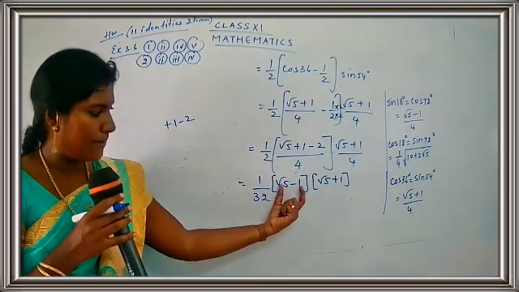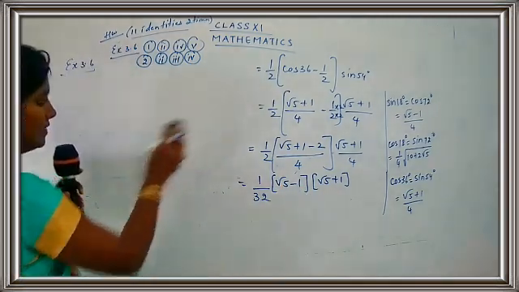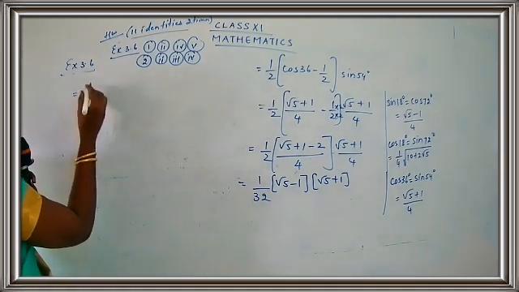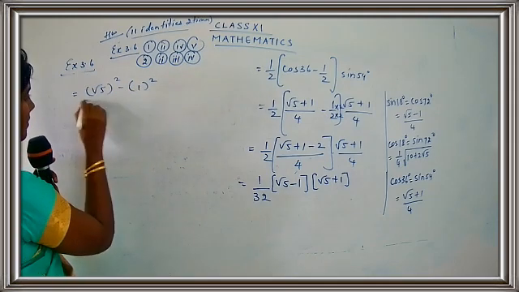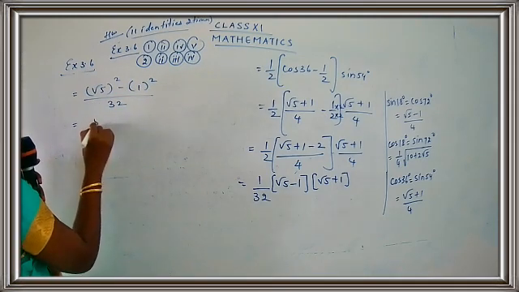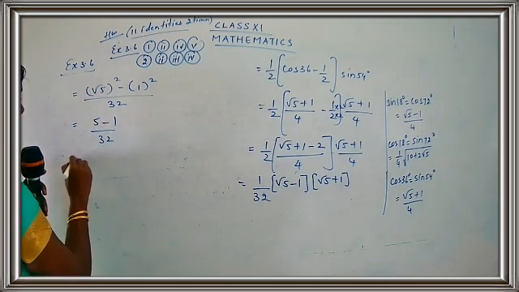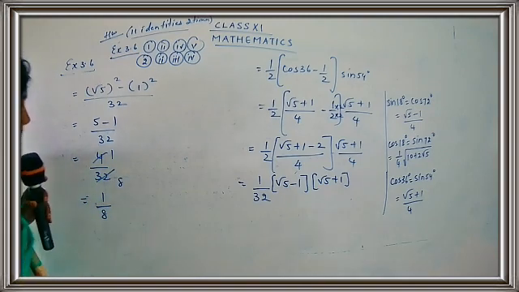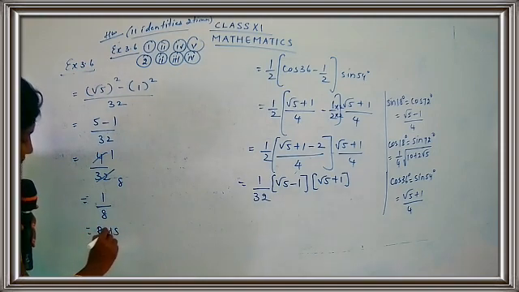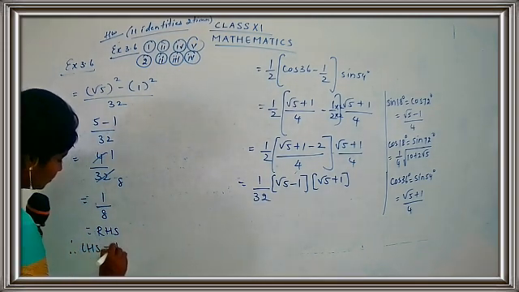Now, this is of the form a minus b into a plus b. What is a minus b into a plus b? A square minus b square. So, what do you get here? This is equal to a square, root 5 square, minus 1 square upon 32. So, root 5 into root 5 is 5, 5 minus 1 upon 32. So, 4 upon 32. 4 ones are 4, 4 eights are 32. So, the answer is 1 by 8. I think this is your RHS. Yes, children, that's what you have to show. So, therefore, LHS is equal to RHS.